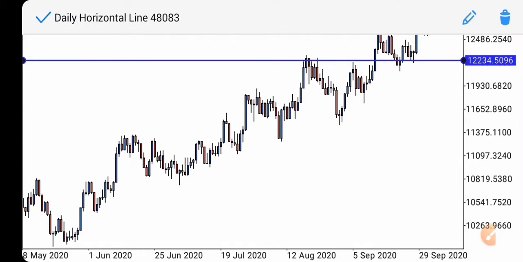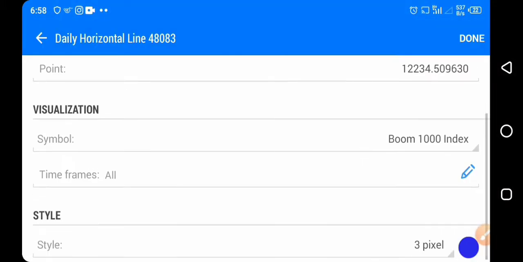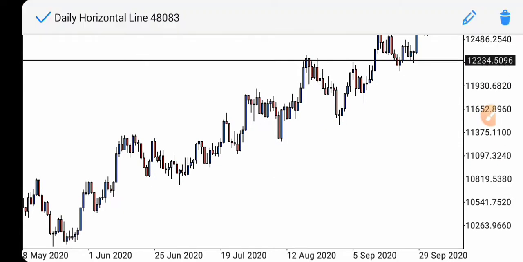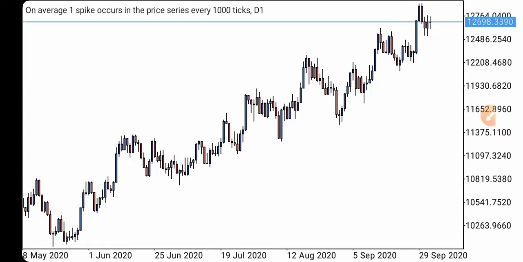Okay, let me make this clear. If you can identify key zones perfectly, you're about 45% good. Should I say 35% good as a trader? Yes, if you can identify key levels in the market, you're about becoming a successful trader.